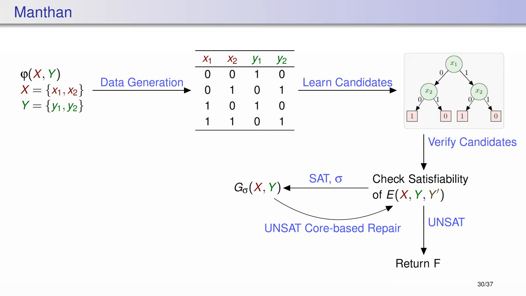We go through this until we are finally able to reach unsatisfiability. Unsatisfiability here is the good news, which says that it could not find any counterexample. There's a lot of progress in the development of SAT solvers or the constraint solvers that not only tell you that they could not find one, they also give you a certificate that there is no such counterexample. So you actually get a certificate that the function you come up with is indeed a correct Skolem function.